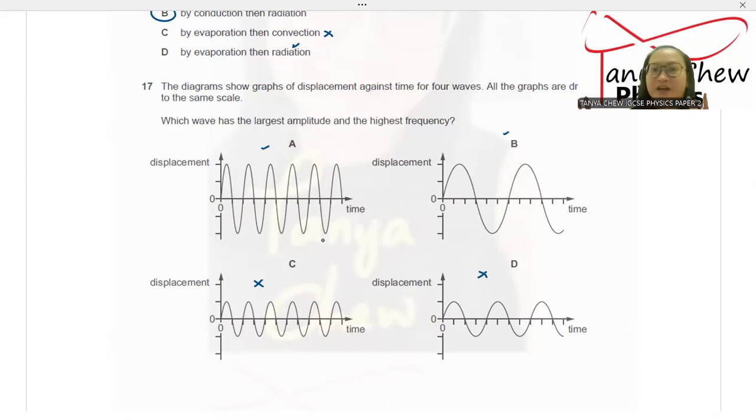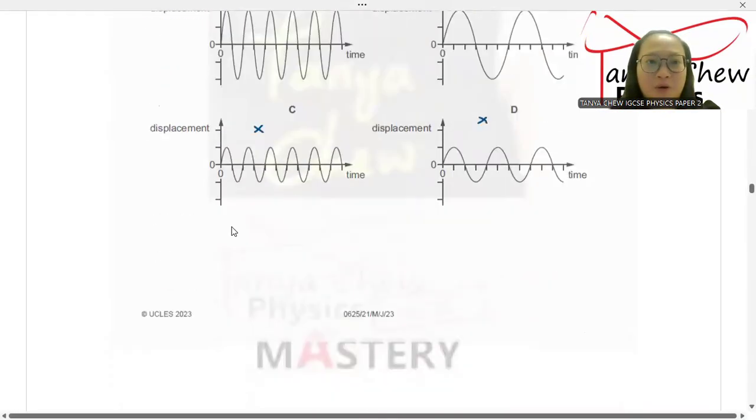If you want to see the highest frequency, you look at the time graph, x-axis. How many waves can be formed in a given time? So I could see that A has more waves as compared to B. B, the waves are further away from each other. So that is why A is the answer. Highest frequency, the waves must be closer, packed together, right?